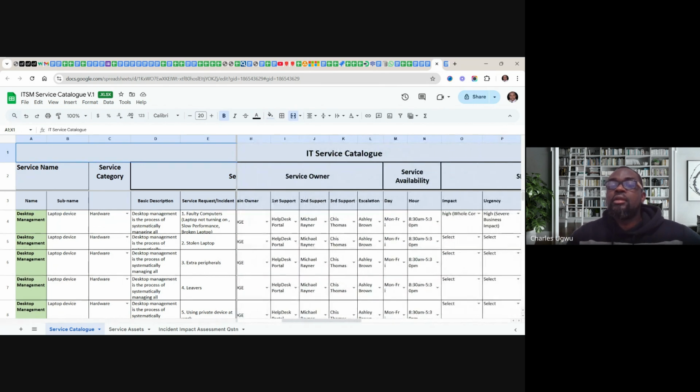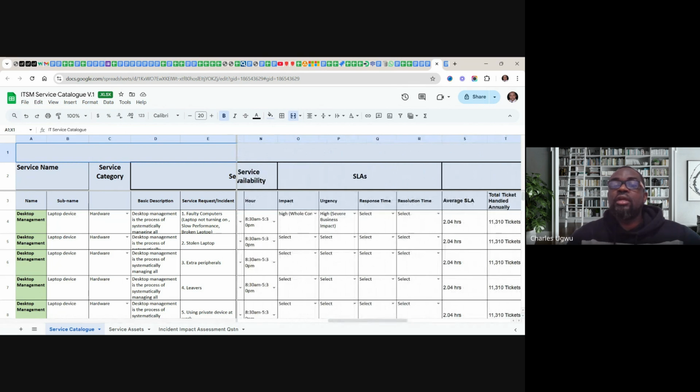Okay. Then here we have service availability. We captured day, we captured hour. So that is when the service is available. Then what we capture here is the service level agreement. Within the service level agreement, we need to determine the impact of the service incidents, the urgency, response time, and resolution time.